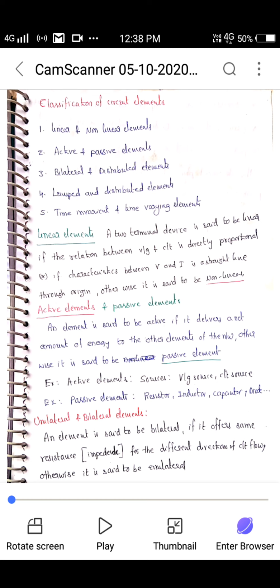Whatever element exists with such a relation is called a circuit element. These are simple circuit elements. Why? Because they are not further dividable. Those are called simple circuit elements.